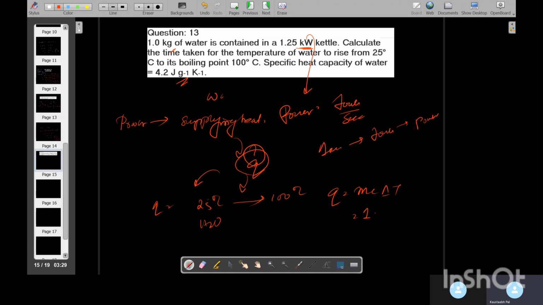I'm just doing it. See, what is it? 1.25 kilowatt. This is unit of power. Okay. So 1.25 multiplied by kilo means 1000. So multiplied by 1000 and you will get watt. Just keep it like that. So M is how much? 1000 gram. C is how much? 4.2. Delta T is how much? 75. This is the amount of heat that you will require in total.